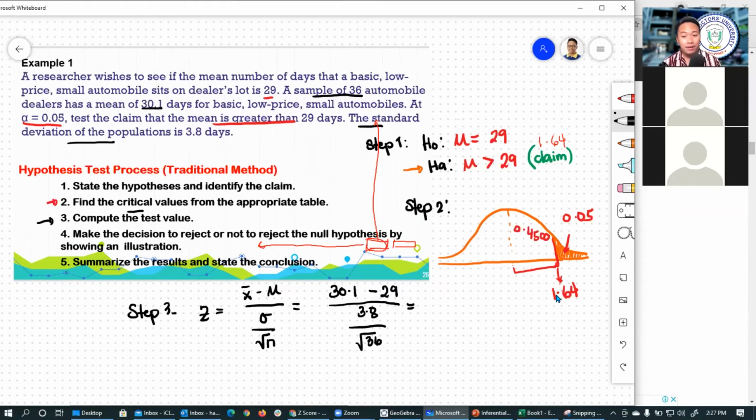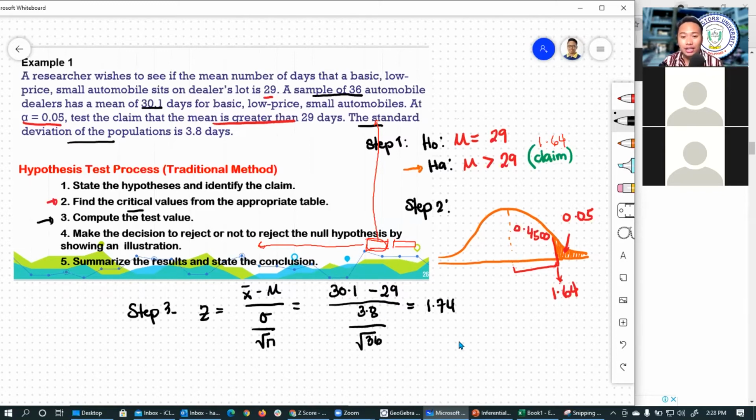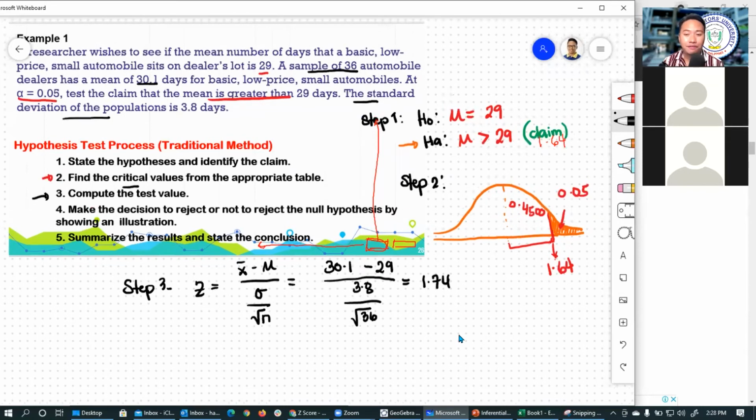36. So by using your calculator, guys, you should be able to simplify it. 30.1 minus 29 over 3.8 and then square root of 36. The answer should be 1.74. Agree? You can just confirm using your calculator if it's really 1.74. But I can guarantee you my answer is 1.74. But if you have a different answer, you might want to double check on your end. Okay, so let's work on step 4.